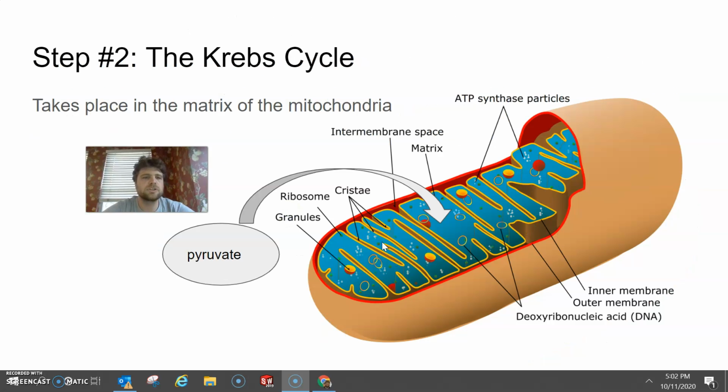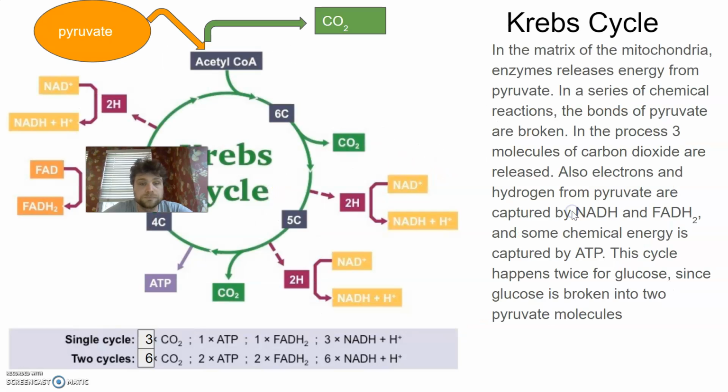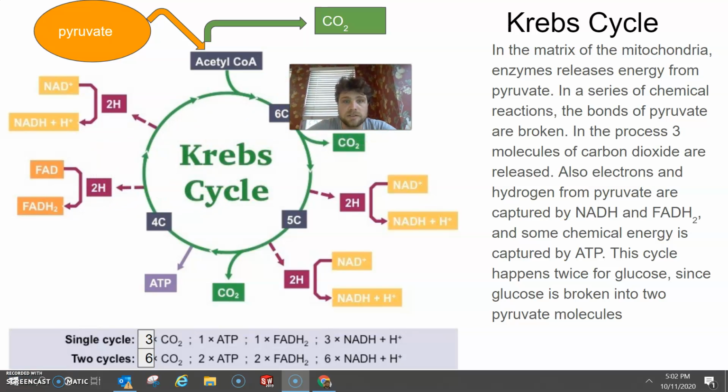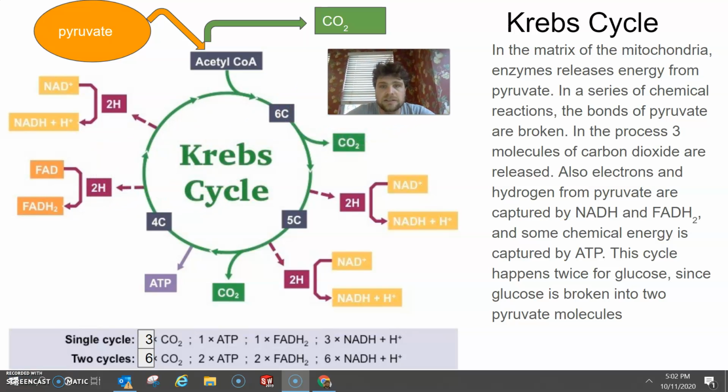All right, and so step 2 is the Krebs cycle in aerobic cell respiration. So in this step, pyruvate is going to travel inside the matrix, the center part of the mitochondria. So right now I'd like you to pause the video and read the text that's on the screen, and then unpause when you're ready to move on.